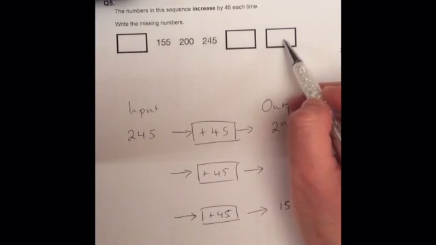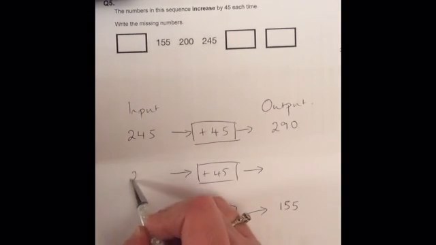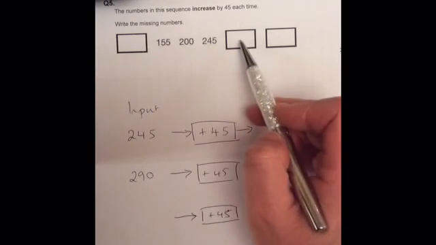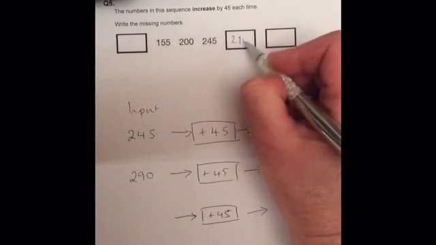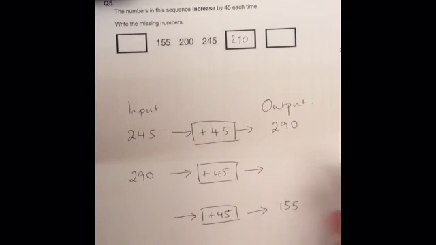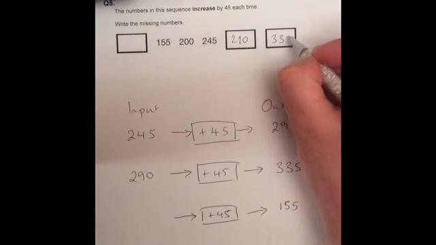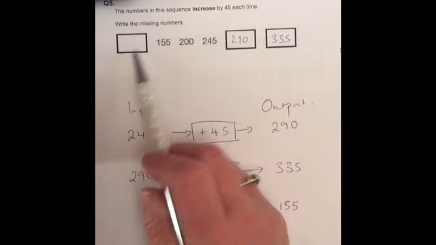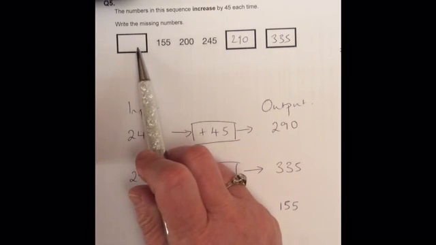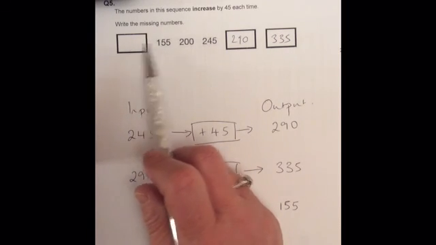Now I want to know what this one is. So that's going to be my input now, the 290, the number that goes here will be my input. If I add another 45 on, that's going to be 335, which will be the next number in the sequence. The tricky one might be this one here, because it's going to be lower, isn't it?